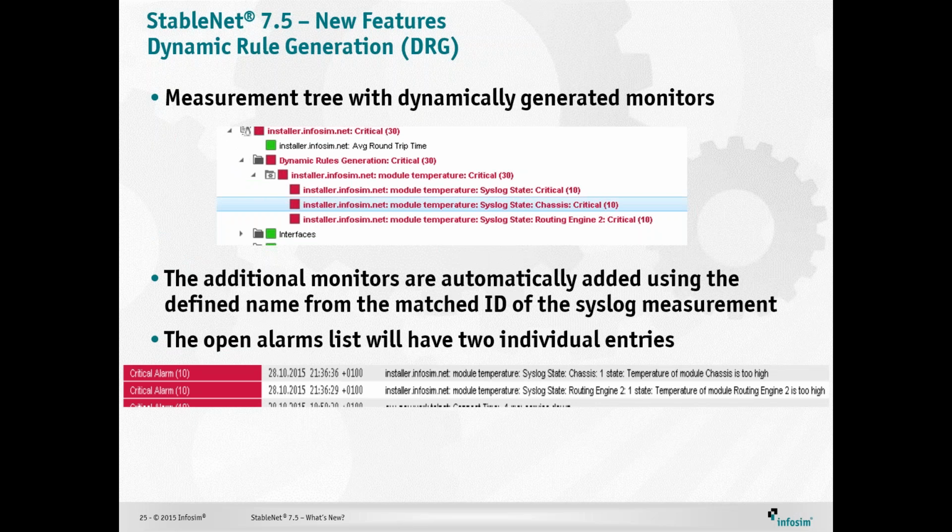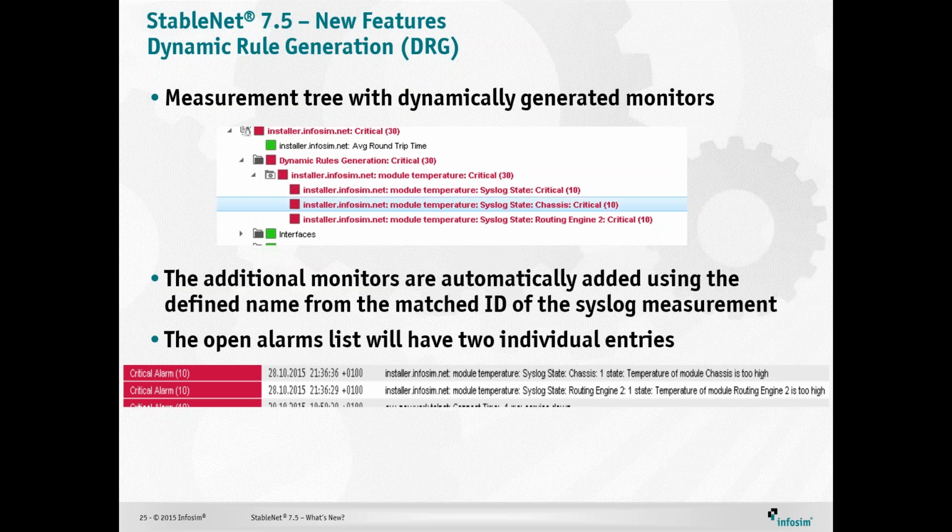And in fact, the names chassis and routing engine 2 are exactly the names of the IDs from the regular expression we used in the syslog monitoring. So they are automatically created by our dynamic rule generation. Since that's kind of a rule, it's called DRG. That's where the name comes from.